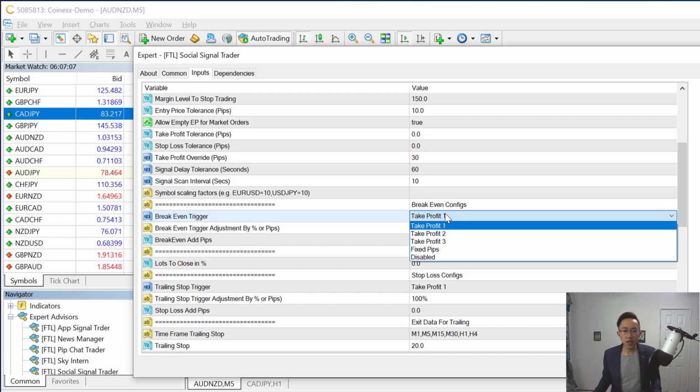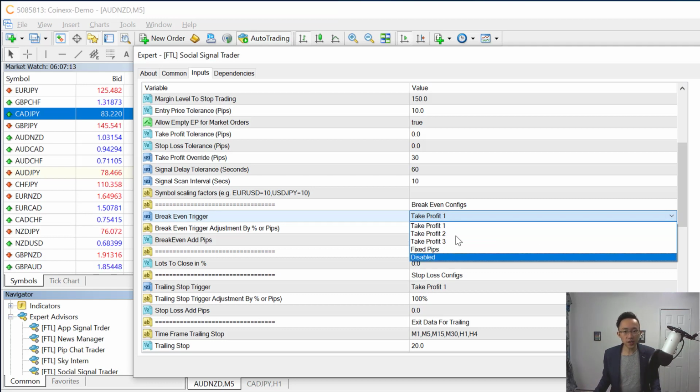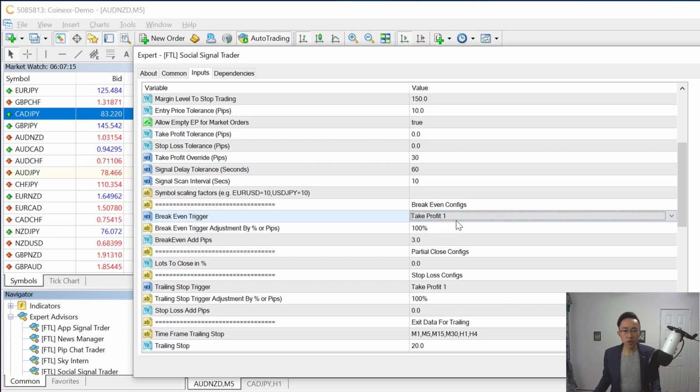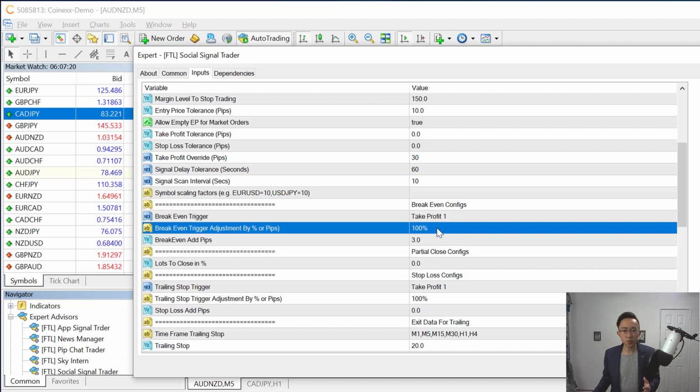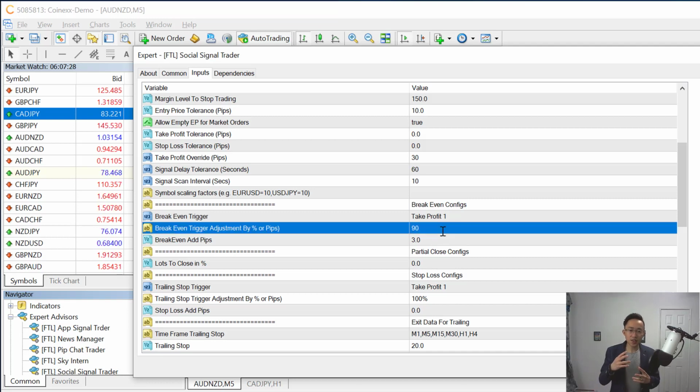You can actually trigger it at take profit 1, 2, 3, or a fixed number of pips, or disable it. So for take profit 1, if you choose take profit 1 and set this to 100%, it's going to break even at exactly take profit 1. But if you change this to 90%, it's going to break even 90% from entry to take profit.